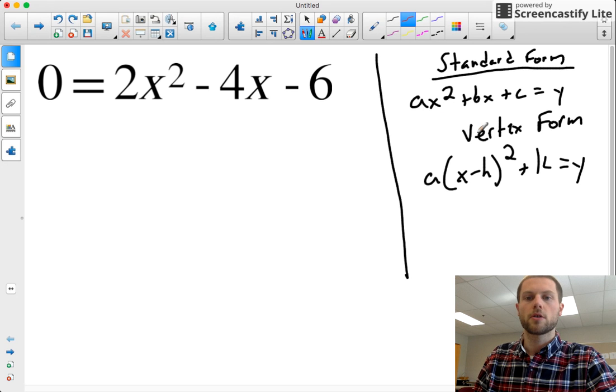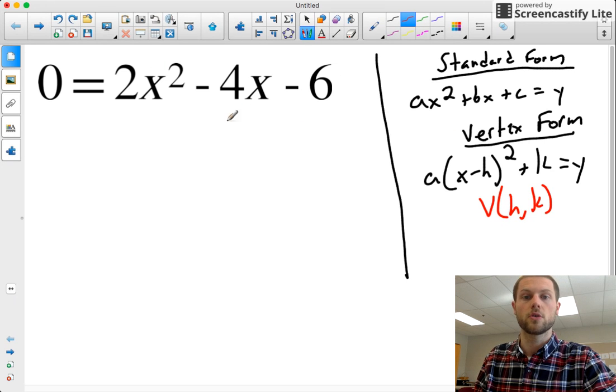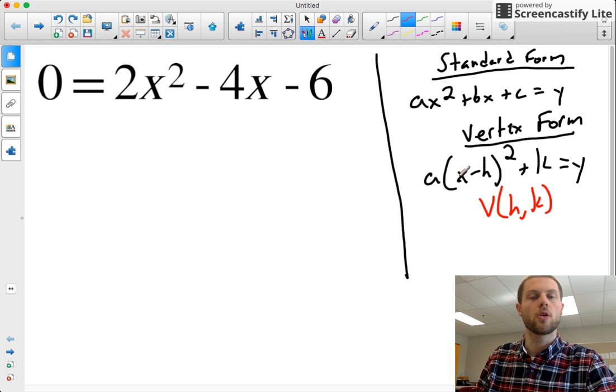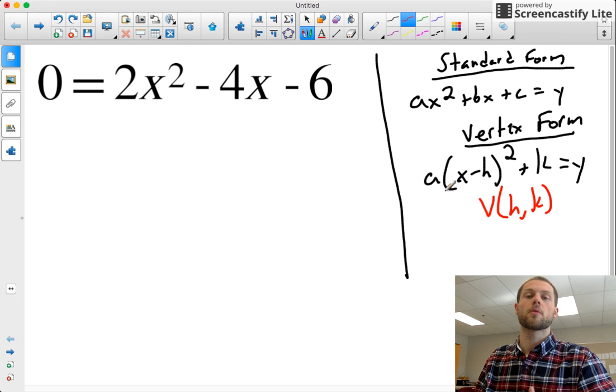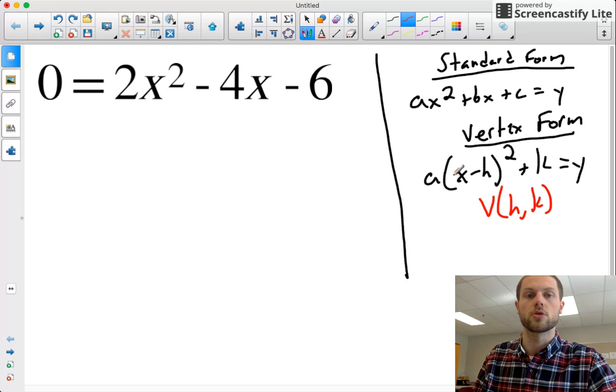So over to the right, I wrote what the standard form and vertex form of a quadratic equation are. Remember that the vertex is given by (h, k) in our vertex form. We know how to find the vertex in standard form. So if we do that, we can plug that vertex into our vertex form, and hopefully that'll look more like a solving using square roots type of problem.